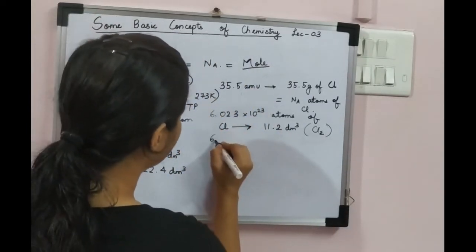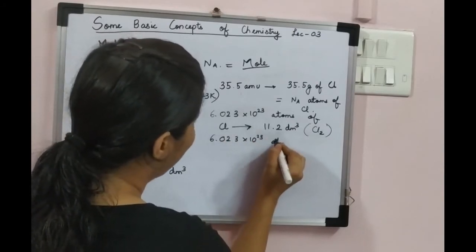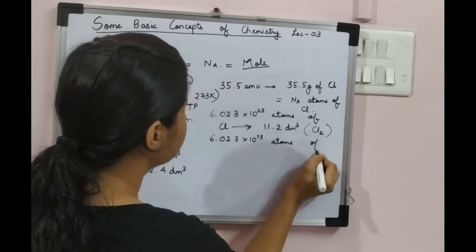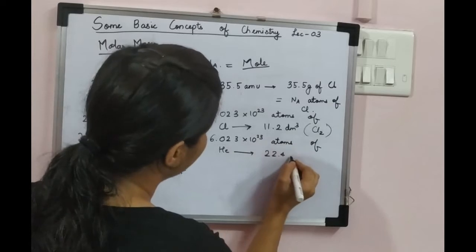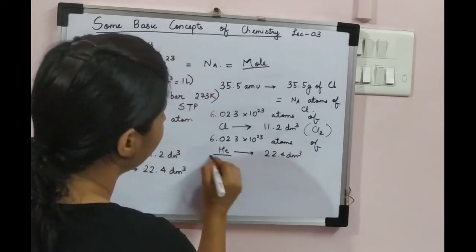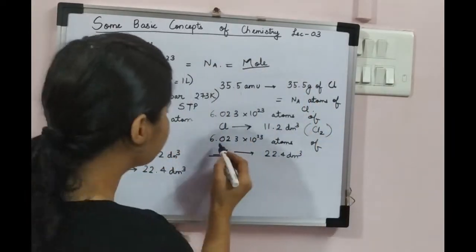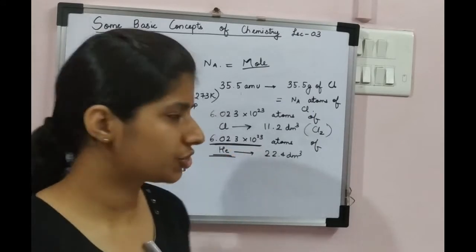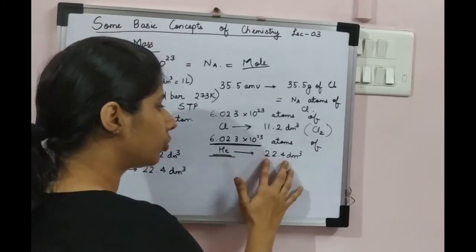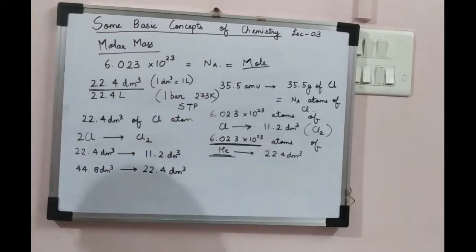Now if I have 6.023 into 10 to the power 23 atoms of any inert gas, let's say helium, what will this be? This will be 22.4 decimeter cube, because I know that they do not react amongst each other and will remain as independent entities. So I will have this many atoms of helium at STP conditions, and therefore that will come out to be 22.4 decimeter cube as volume. Okay. Now the same is the case with oxygen also.